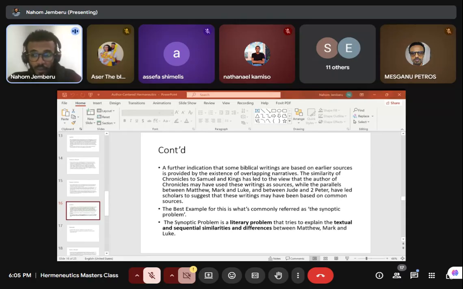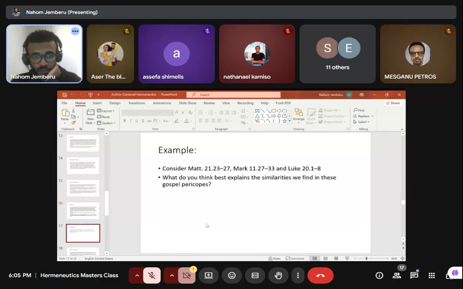their Gospel material. So sources are present in the Bible. The biblical writers used sources, and source criticism tries to identify the sources behind the finished product we have. So there are a lot of examples to see how the Gospels agree almost verbatim and show a limited amount of difference.